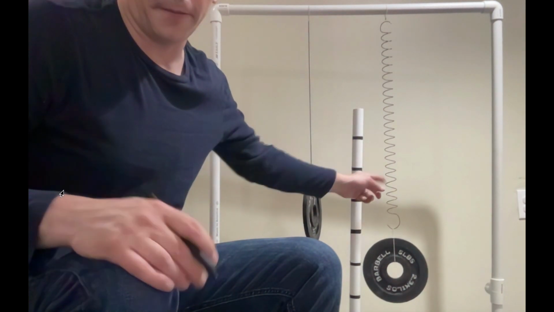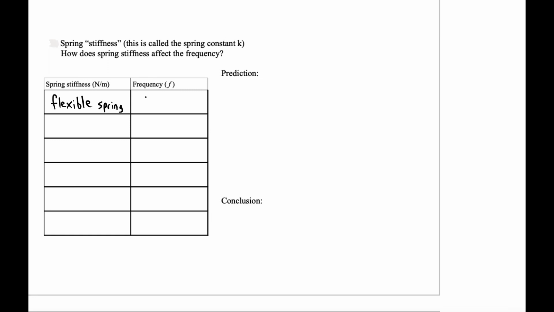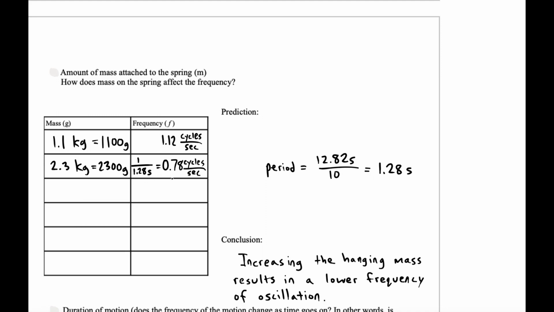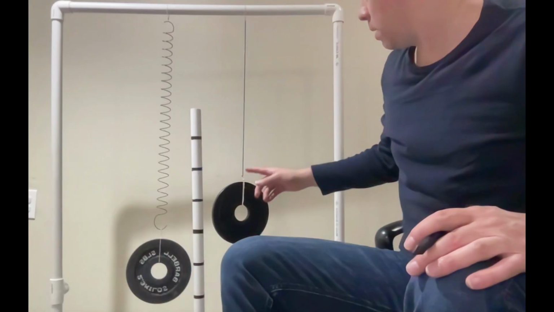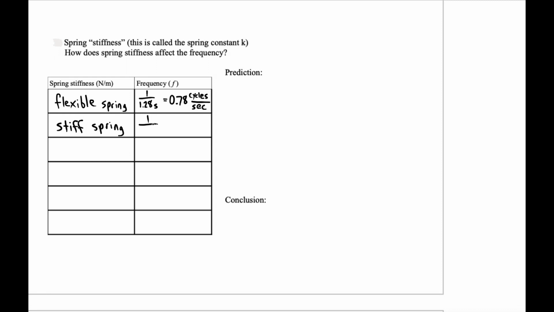So what I call the flexible spring, that's going to be this one here. It had a frequency of 0.78 cycles per second. And then we have the stiff spring. And that was this one here. The time was 0.85 seconds for one oscillation. 1.18 cycles per second.